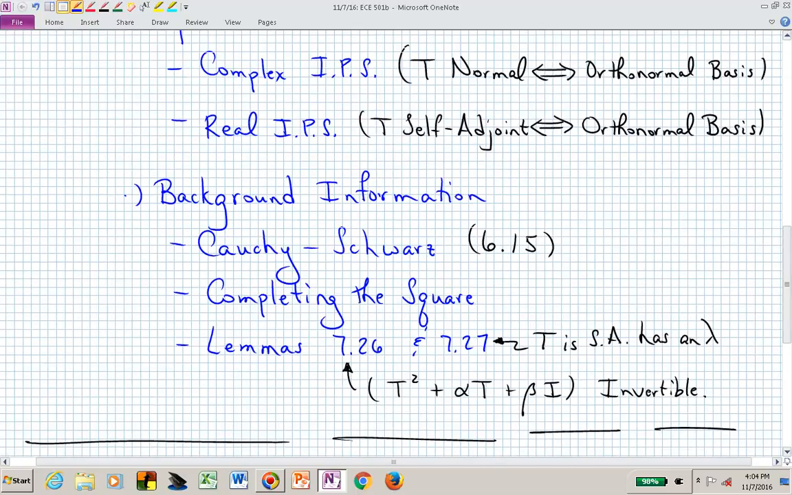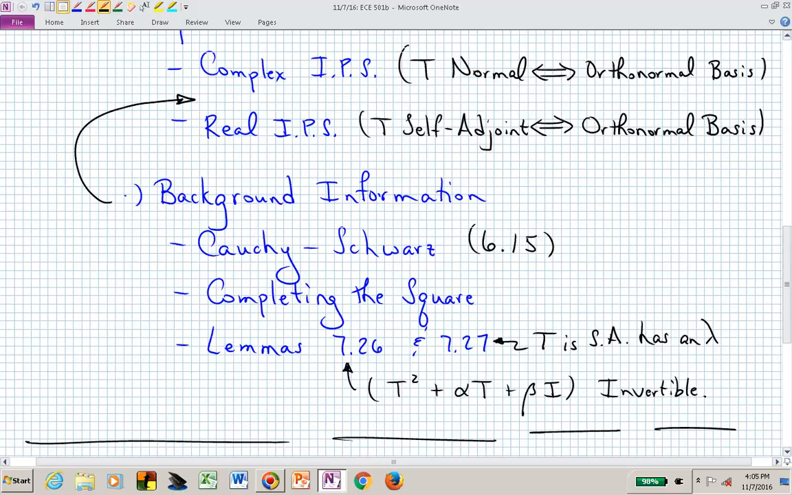And actually, before we get into the real inner product space spectral theorem, we'll have to pick up some background information, which is to remind ourselves about the Cauchy-Schwarz inequality, which was in chapter 6. We'll talk about completing the square, which you've done in your algebra classes in earlier offerings of math, which is probably pre-college. And then we will talk about some lemmas, and in particular lemmas 26 and 27. And 27 says that if this operator is self-adjoint, then we know that it has an eigenvalue.